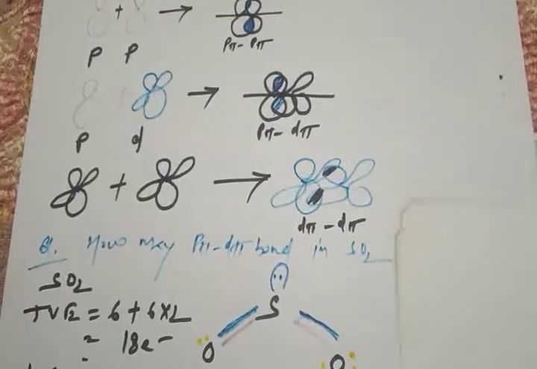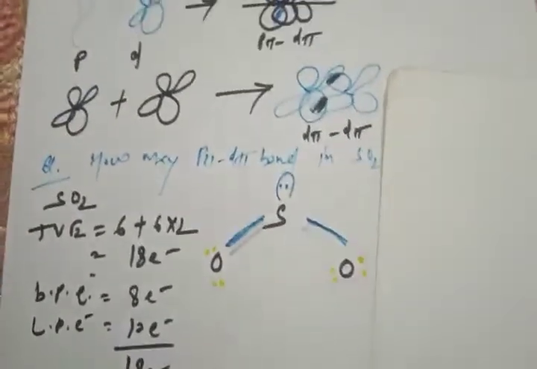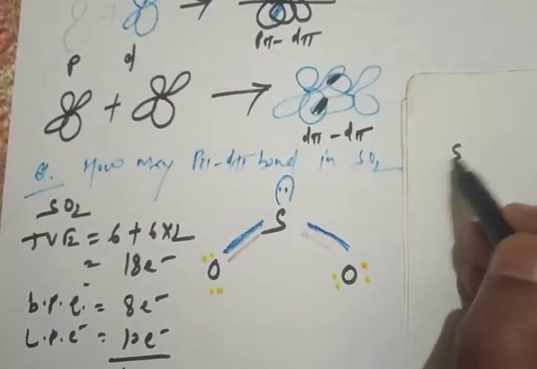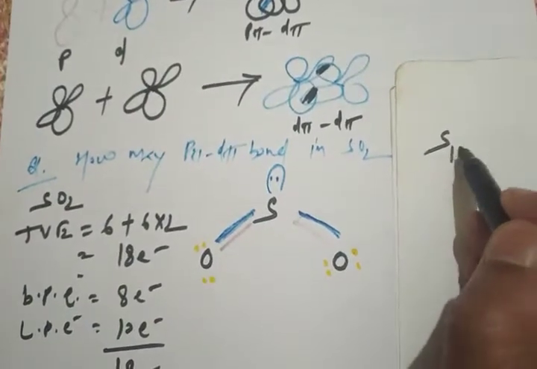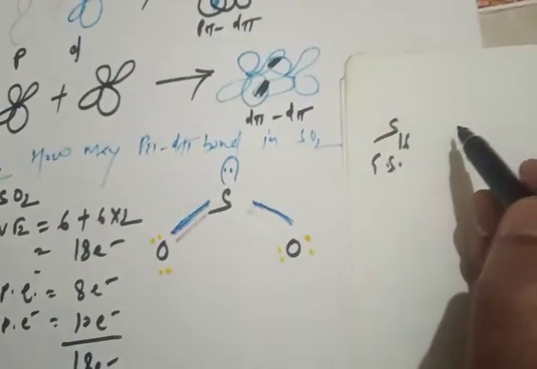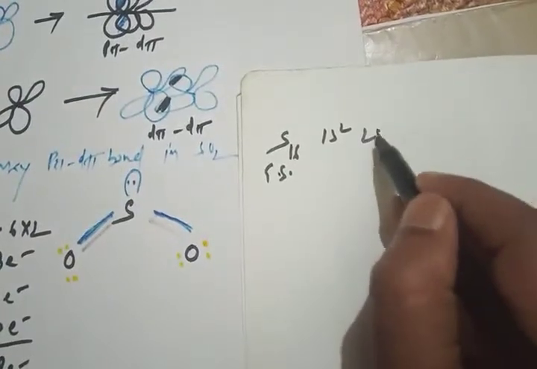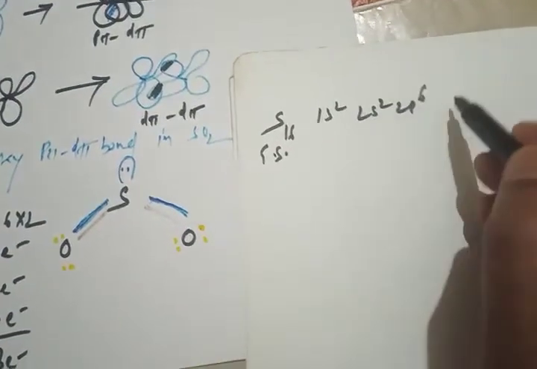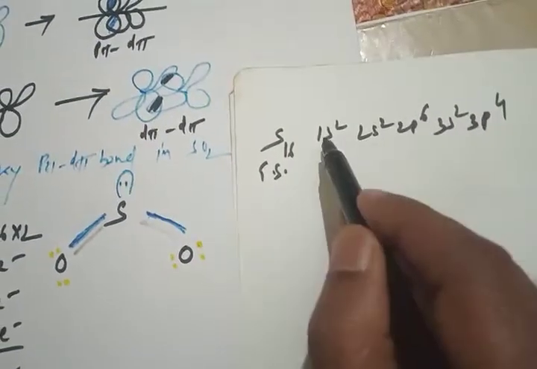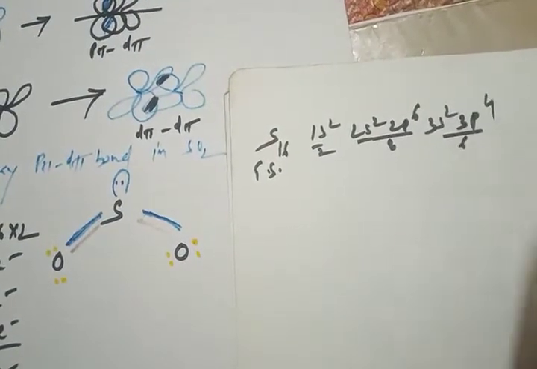If you go for the electronic configuration of sulfur, so sulfur has a total of 16 electrons, and this is the ground state. So 1s2, then 2s2, then 2p6, then 3s2, and then 3p4. So in total we have 2, 8 and 6, total 16 electrons there.